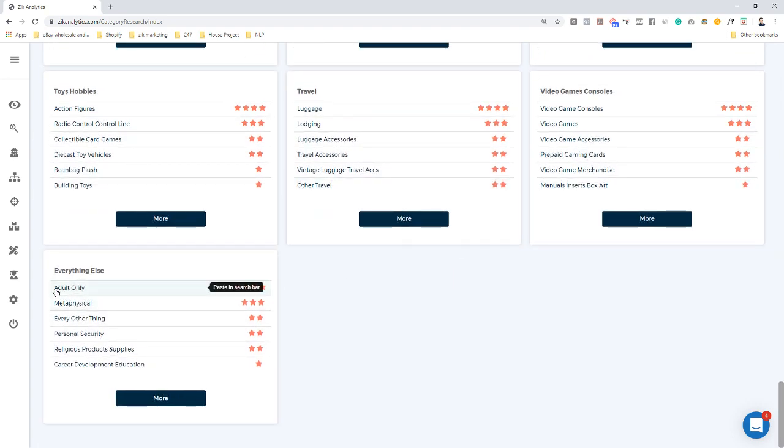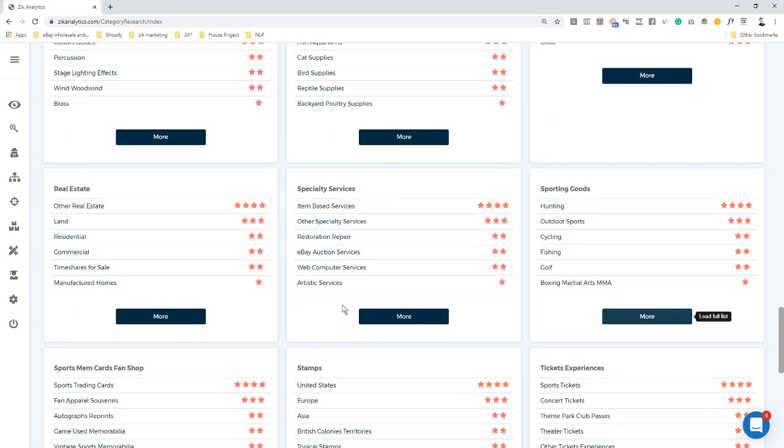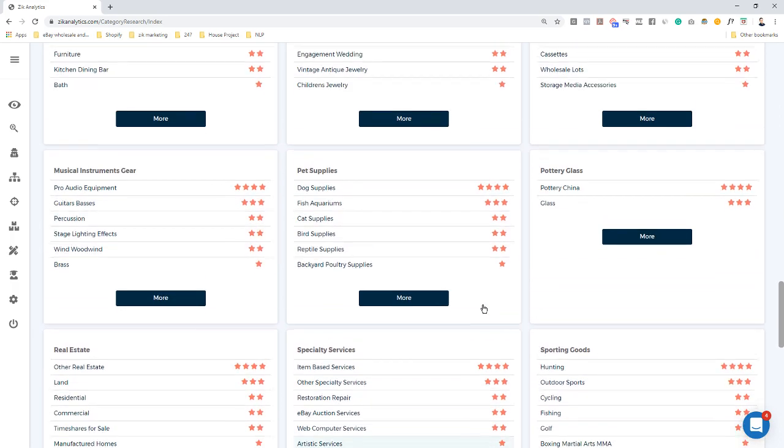Adult, there is no information from eBay about the adult category, so don't try to search it. We actually have to remove it from here. And automobile, same story as I thought. eBay doesn't give you the ability to pull information from this category, so we can do the research for automobile products in the product research, but not in the category research.